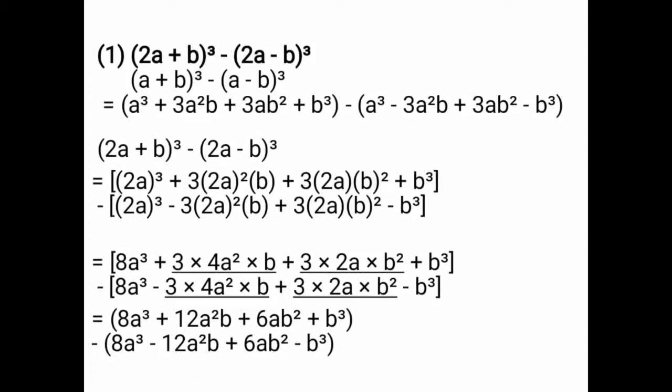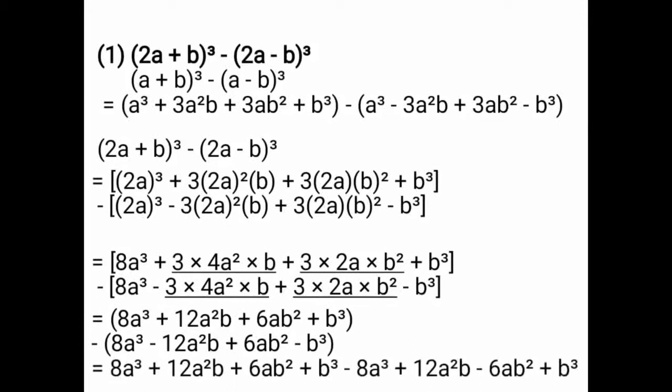Because 3 fours are 12. 12 into a square into b is 12a square b. 3 twos are 6. 6 into a into b square is 6ab square. Now for the next step you have to remove the brackets and write this again.